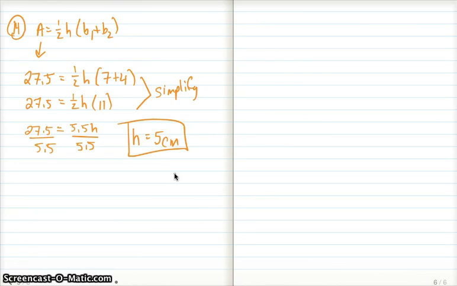I would like you to go ahead and try number 15 on your own and hit pause. When you're ready to check the solution, hit unpause.